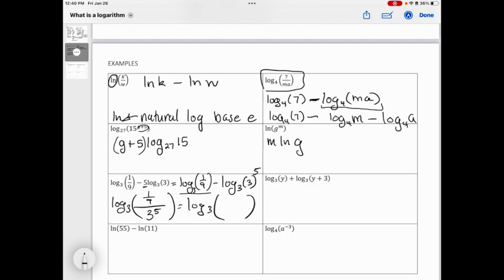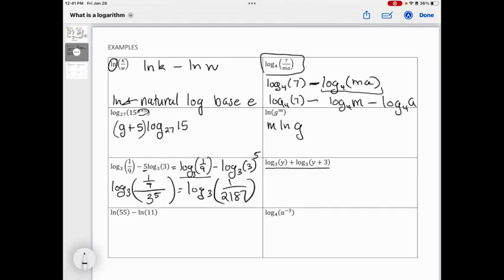And then you can simplify that and take 1/9 divided by 3 to the 5th and figure out what that is. That would give you 1/2187.